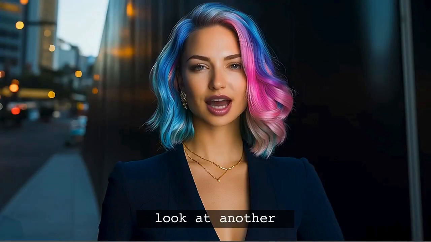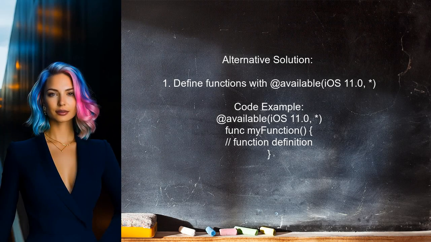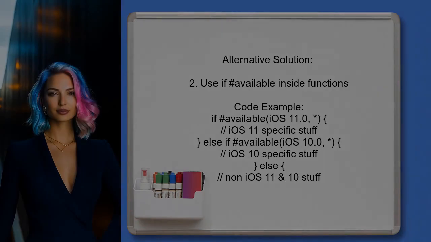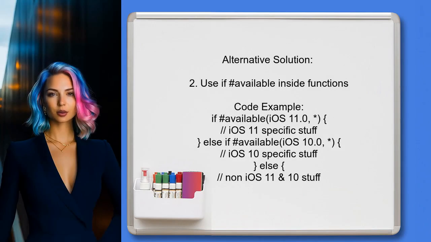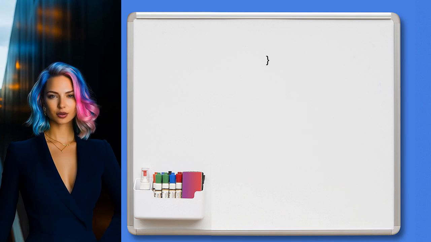Let's take a look at another answer from another user. One alternative approach is to define functions using the @available attribute. For example, you can create a function specifically for iOS 11 by using @available iOS 11.0. This ensures that the function is only available on that version and later. If you need to check availability within a function, you can use the if #available statement. This allows you to execute different code based on the iOS version. For instance, you can handle iOS 11 specific code, iOS 10 specific code, and fallback for earlier versions.